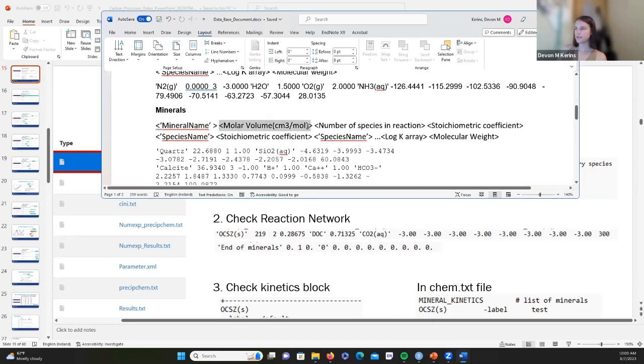The second number is the molar volume. The third number is the number of species in the reaction. So there are 2 species that are produced from the decomposition of this solid phase: dissolved organic carbon and carbon dioxide. The next numbers are the stoichiometric coefficients. So this is A, which we had defined in our equation for DOC, and this is B, which we had defined in our reaction equation for CO2. So the stoichiometric coefficients are here.